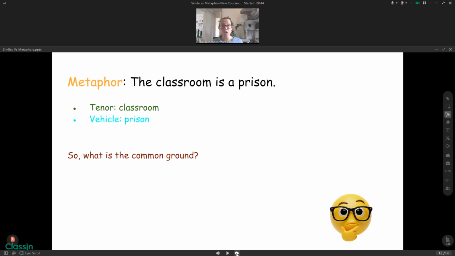The tenor is the classroom. It's the main idea. It's the main focus. That is what's going to be described in the subsequent sentences. And then we've got the vehicle, prison. So the classroom is being compared to the prison.